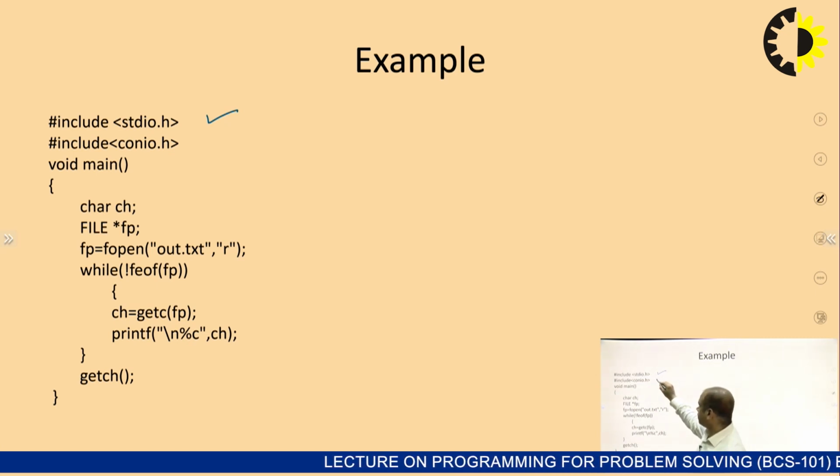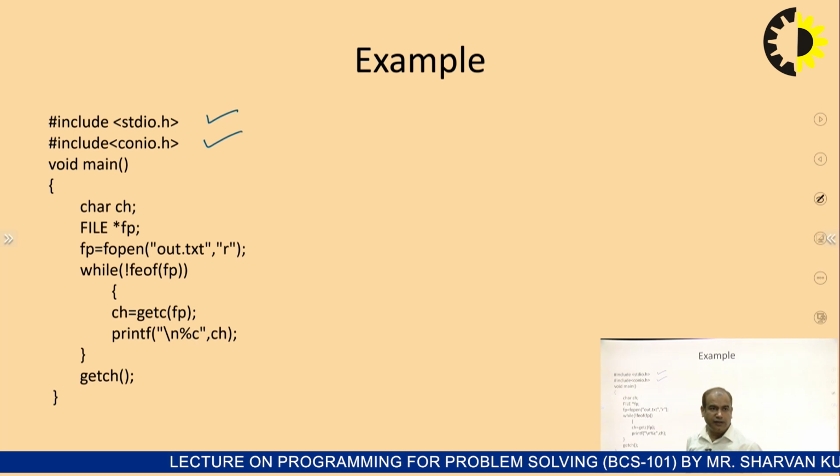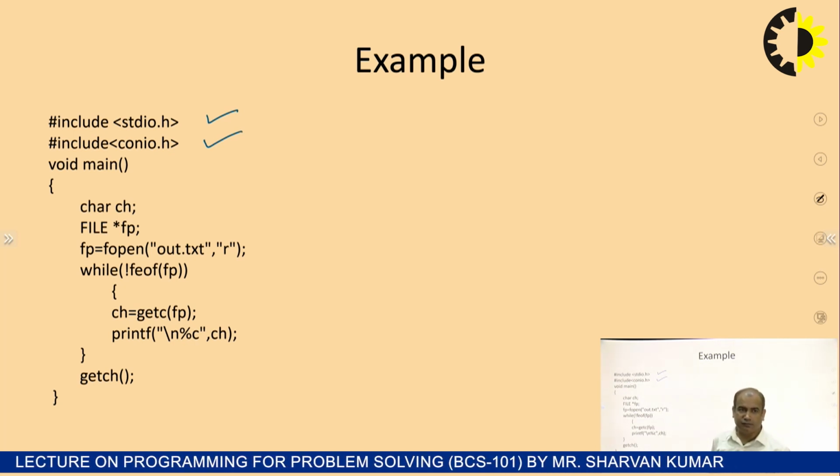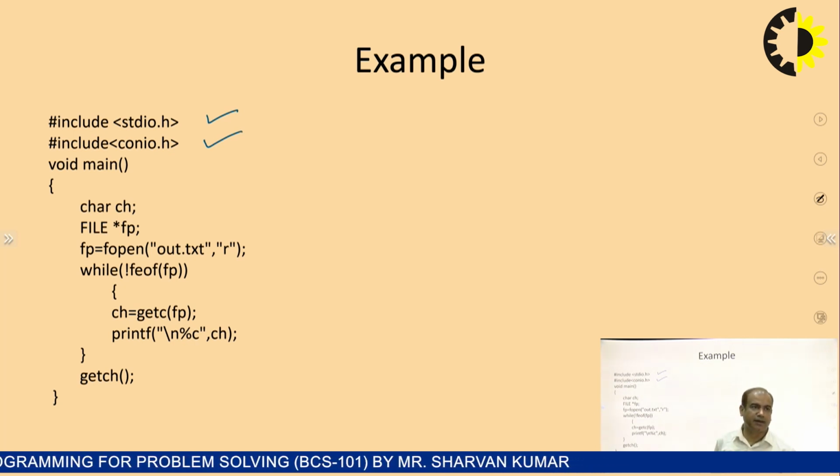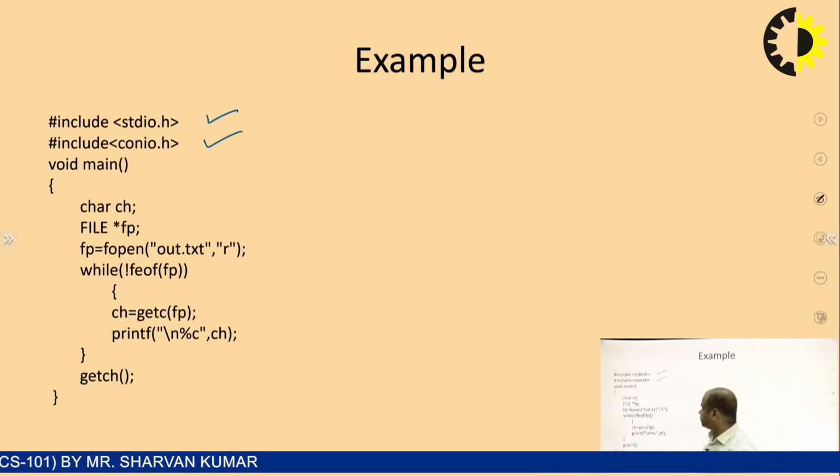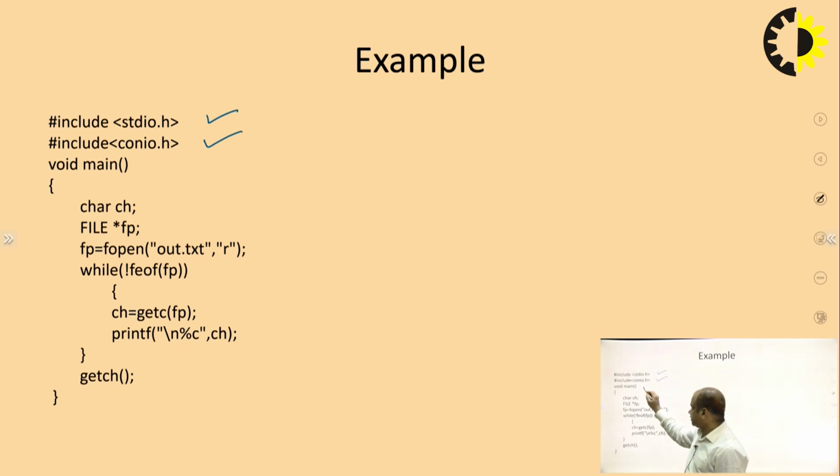After that, we are using conio.h. In a new compiler, we don't need to write this, but we can still use it. So we have used conio.h. Next, the main function is starting here. We are defining character ch. Now we are using *fp as a file pointer, and we are opening the file in read mode.